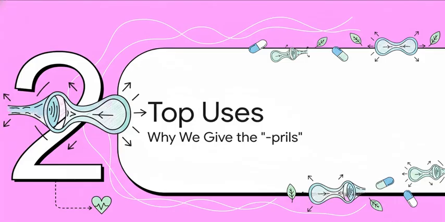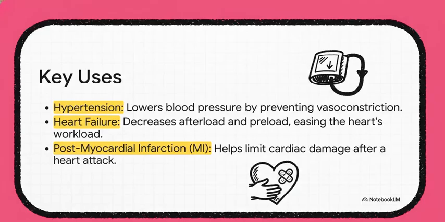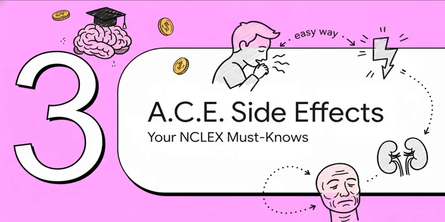Okay, so we know they cause vasodilation. Now let's connect the dots and look at why that's so incredibly useful and what we actually give the ACE inhibitors for. The top uses all make sense once you understand that vasodilation. For hypertension, well, relaxing the blood vessels lowers blood pressure. For heart failure, it makes it easier on a struggling heart by reducing its workload. After a heart attack, or an MI, they actually help prevent the heart muscle from changing in damaging ways. Oh, and they also have this amazing protective effect on the kidneys, which is exactly why we use them for diabetic nephropathy.